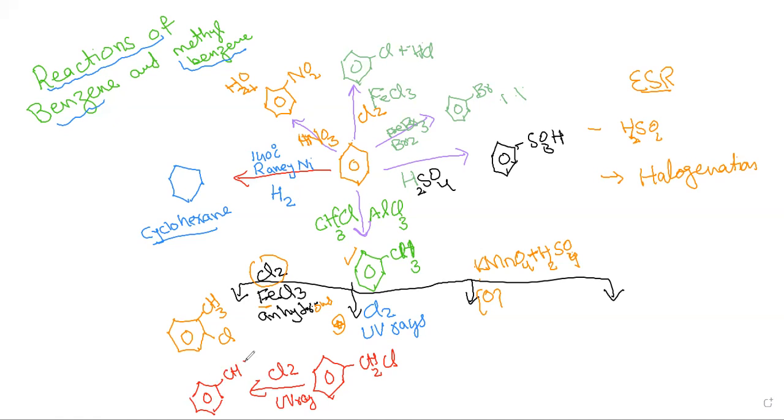It would be CHCl2. And then again, if it reacts with Cl2 in the presence of UV rays, the product would be CCl3, so 3 chlorines will be attached. So benzyl trichloride.